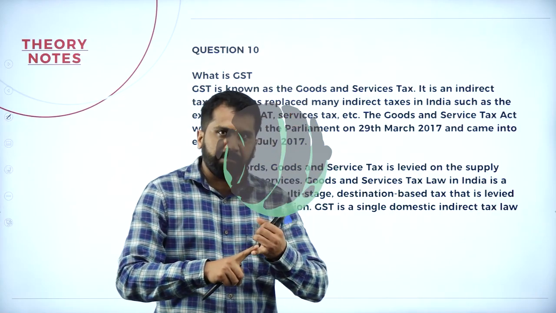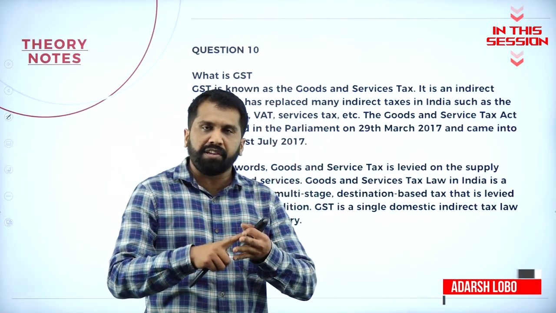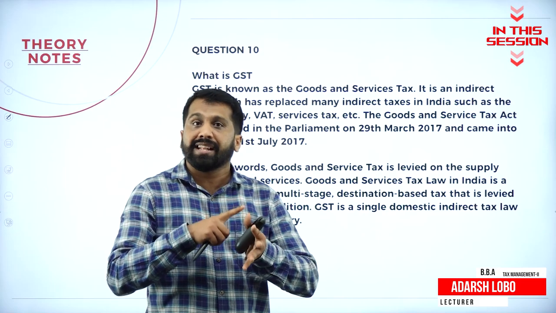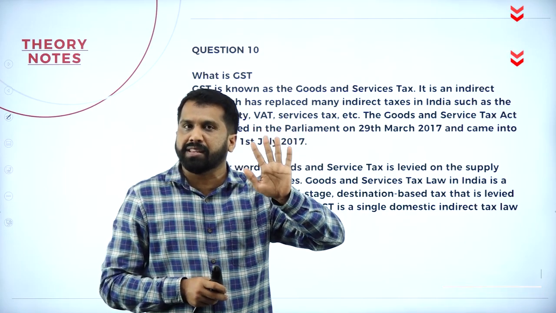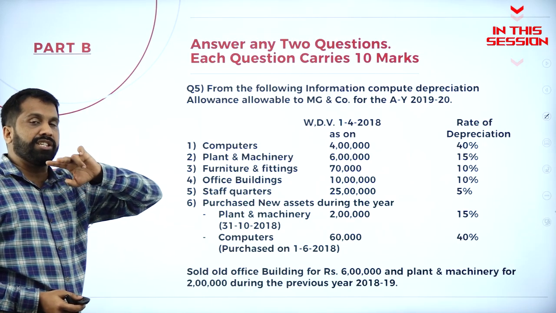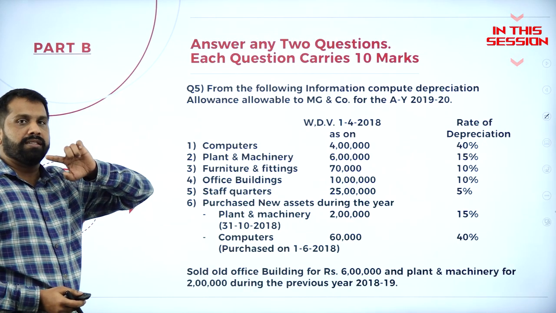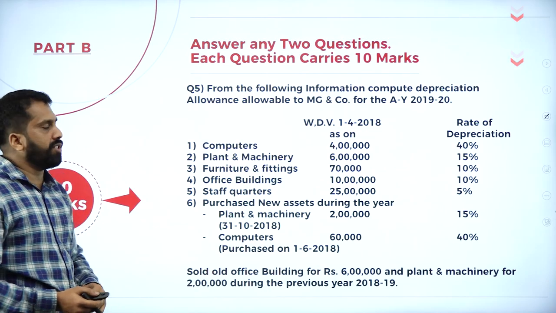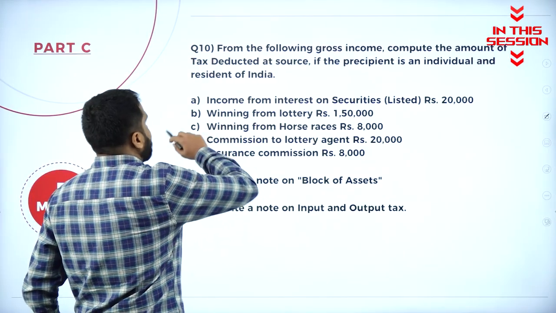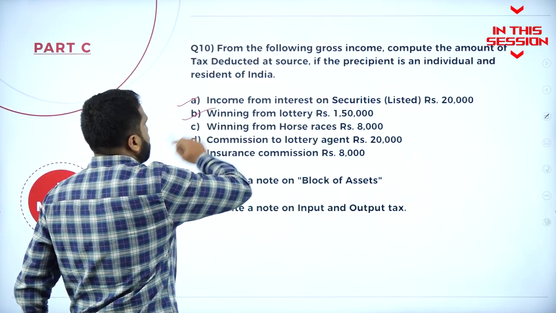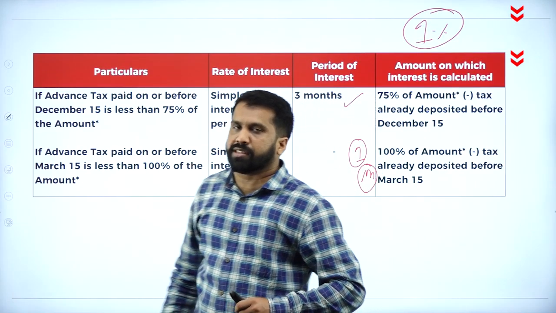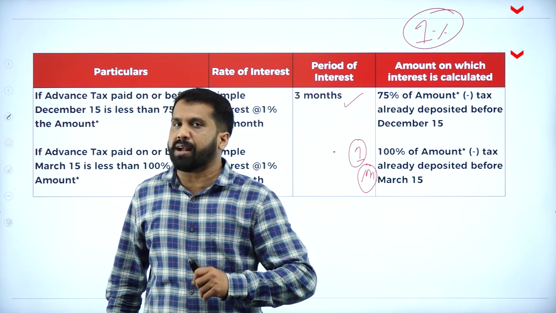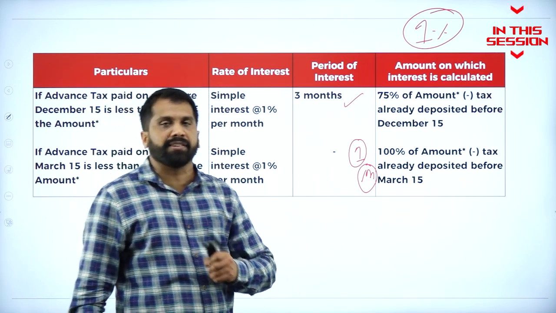What is GST? Importance, features, advantages, limitations. Out of these five, any one or two questions will be there. Your CGST, SGST, IGST, all come under the types of GST. Income from interest on security, winning from lottery, winning from horse race within the limit. You are supposed to pay your advance tax. If you have not paid properly, then what happens? You have to pay interest on that.